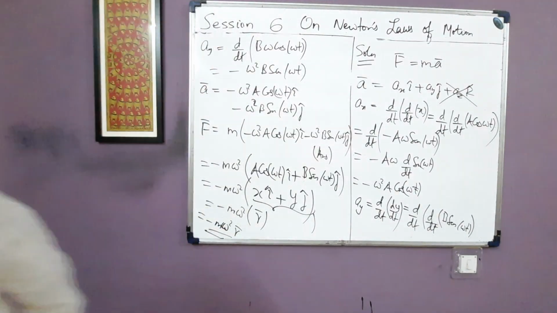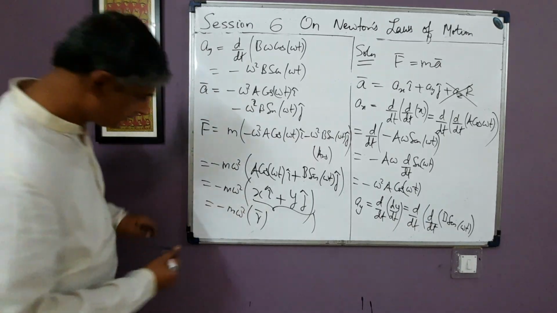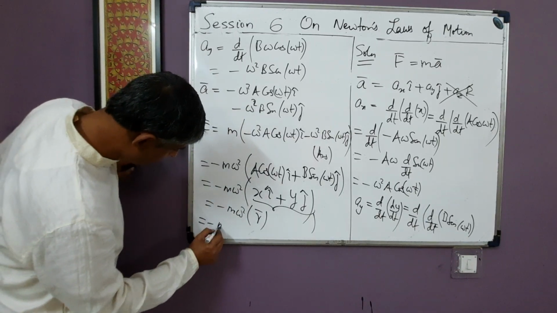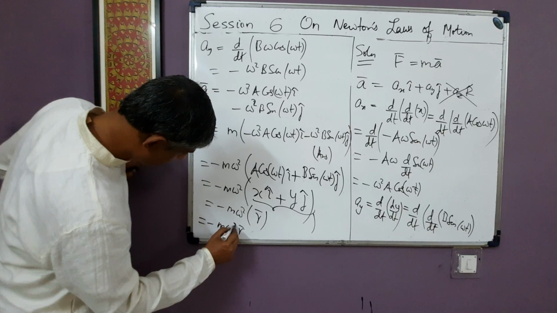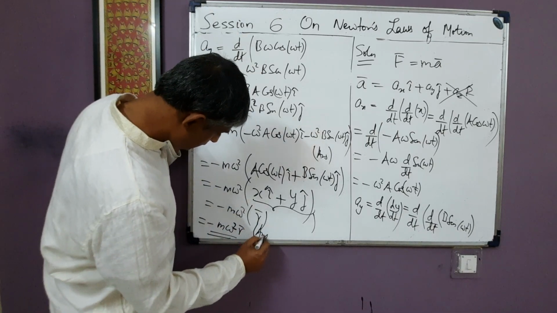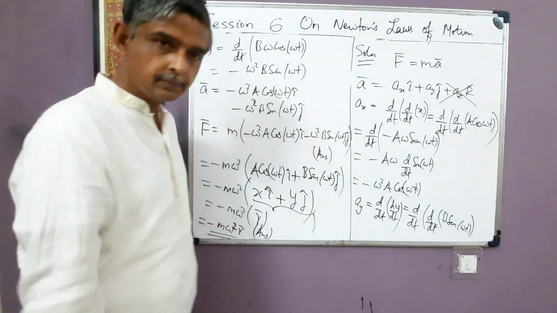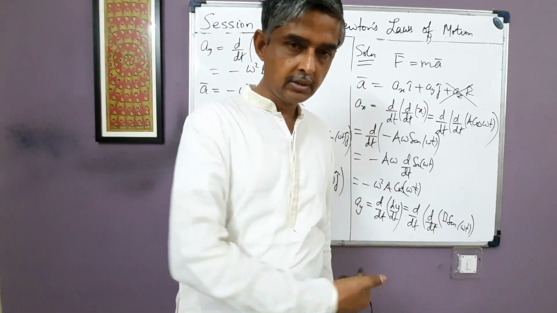So the net force on the particle becomes minus m omega square vector r. This is the answer to the second part of the third question. Okay, fine, this is also solved. I'll take up one more question on this in this video.